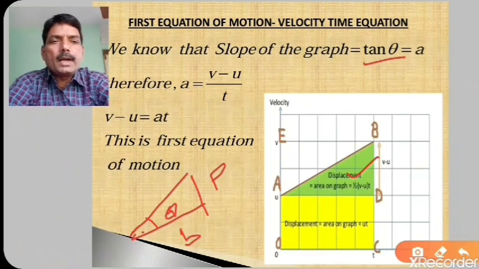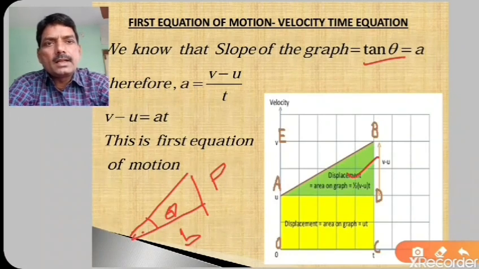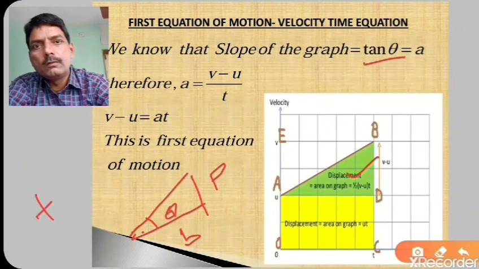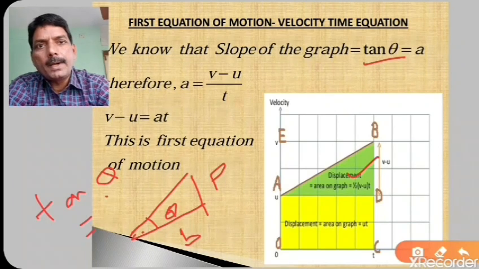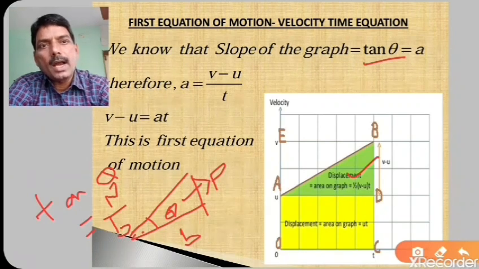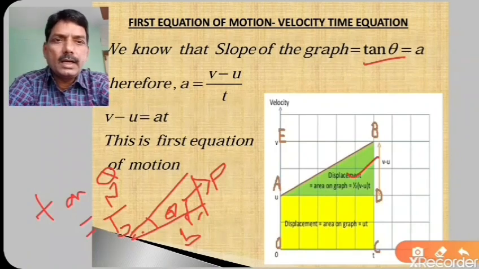Whenever you apply the tangent of an angle theta in a right angle triangle, tan theta is equal to perpendicular divided by base. That means the side which is opposite to the angle you are considering, theta, is the perpendicular, divided by the base, which is called the adjacent side. That is nothing but your tan theta.